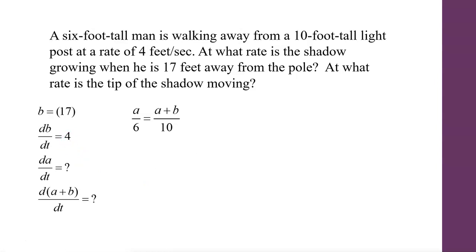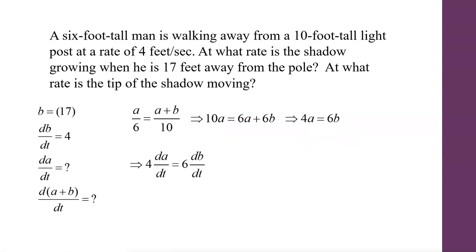But before I go ahead and take the derivative, I'm going to clean this up just to make my life a little easier. I'm going to cross multiply these. Get 10A equals 6A plus 6B. Put the A's on the same side, so subtract the 6A from this side to that side, I get 4A equals 6B. That allows me to then go ahead and take the derivative of both sides.